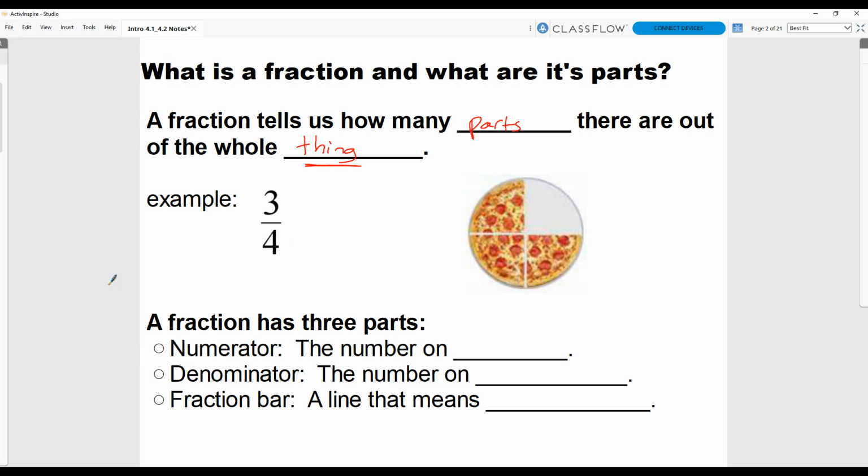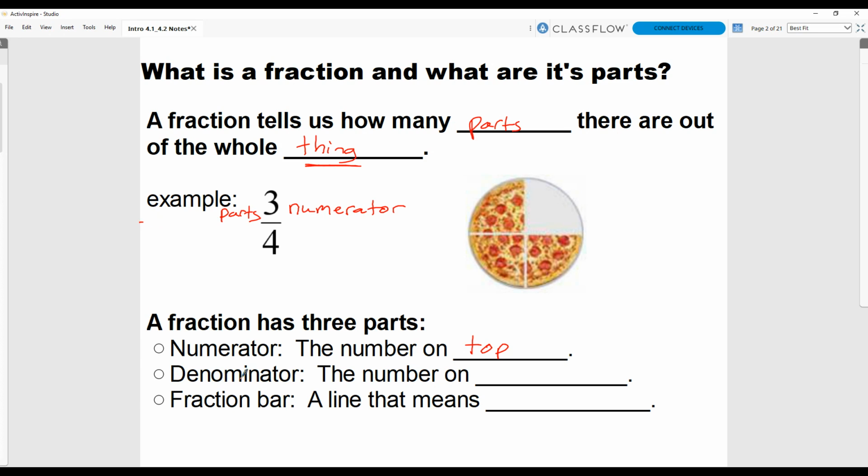Our fraction has different names for the different parts. The first is the numerator. This is simply our number on top. Here, this 3 is our numerator. That's the official word for the number on top of the fraction. The 3, the numerator, represents our part, how many parts there actually are.